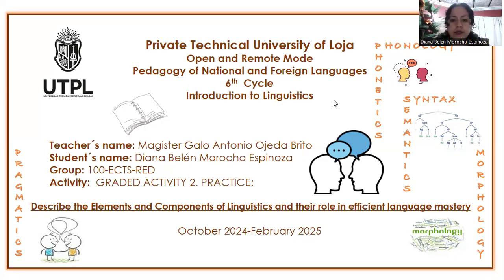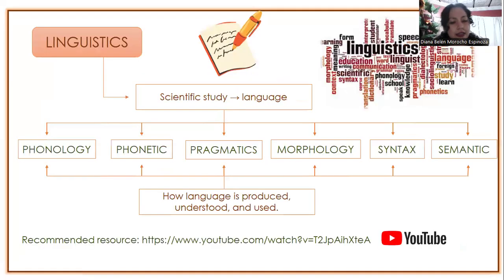So let's start by saying that linguistics is a scientific study of language, focusing on its structure, variation, use, acquisition, and evolution. So precisely for this, it is important to know what the main components of linguistics are, and the ones that we are going to talk about in this video are phonetics, phonology, semantics, pragmatics, syntax, and morphology. All the components mentioned help us to have a better comprehension of how language is produced, understood, and used.